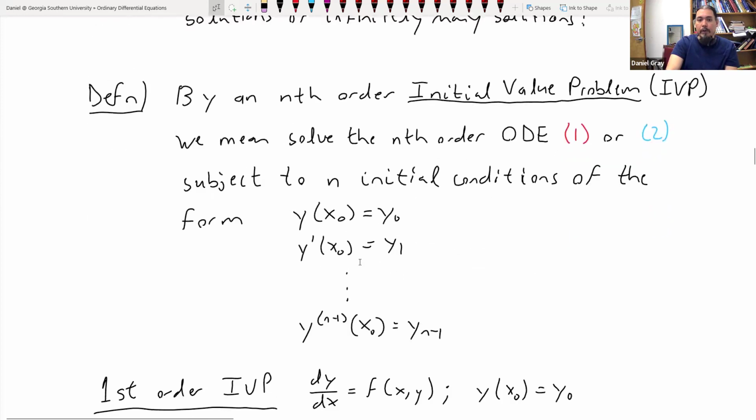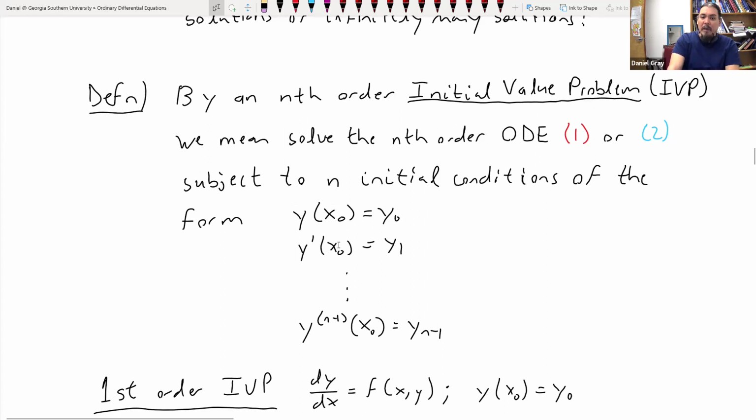So now let's talk about initial value problems. An initial value problem is a differential equation with extra conditions that need to be satisfied. By an nth order initial value problem, we mean that we're trying to solve an nth order ordinary differential equation like equation 1 or equation 2, subject to these n initial conditions of the form: we have some initial x value, we plug it into the function and we get a y value. So we get y of x0 equals, let's say, y0.